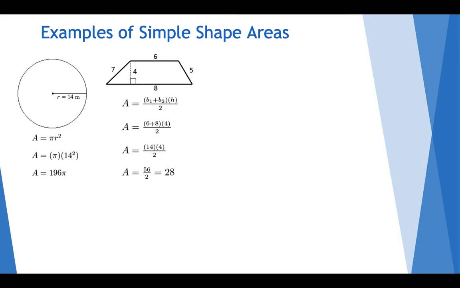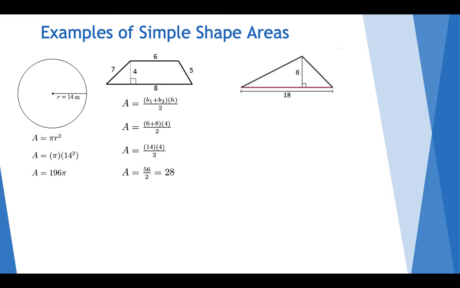Now, area equals base 1 plus base 2 times height divided by 2. So adding these two bases together, 6 plus 8, you get 14. 14 times 4 divided by 2 equals 28. Now, 5 and 7 here are not relevant towards calculating the area. If you wanted to calculate the perimeter, you would do 5 plus 6 plus 7 plus 8, and that would give you 26, and that would be the perimeter, but for the area, 5 and 7 are irrelevant.